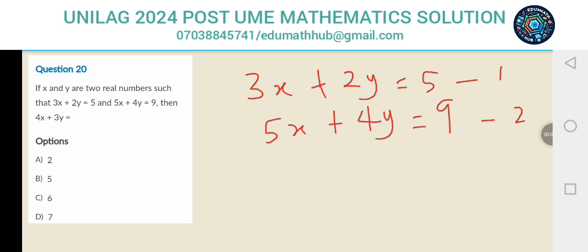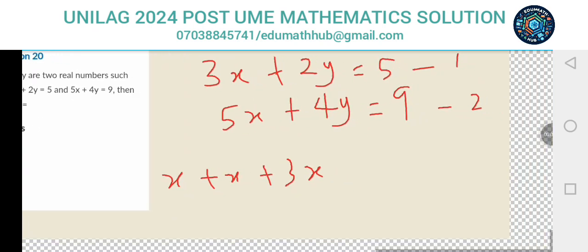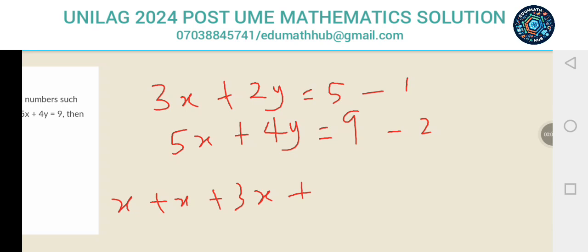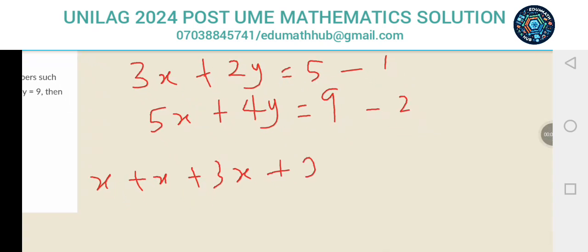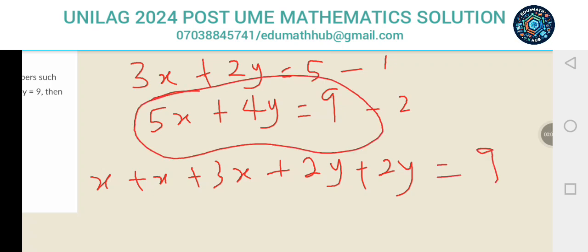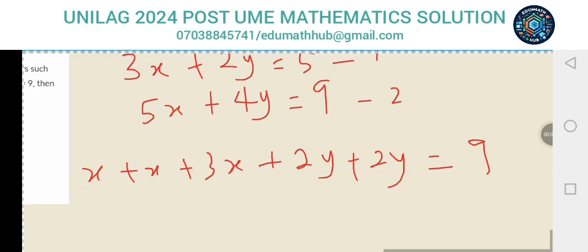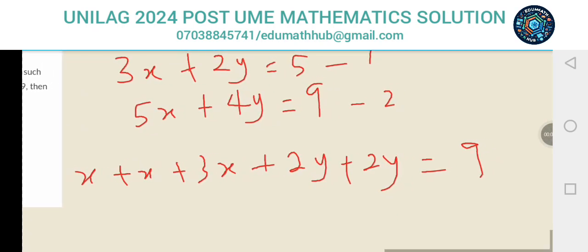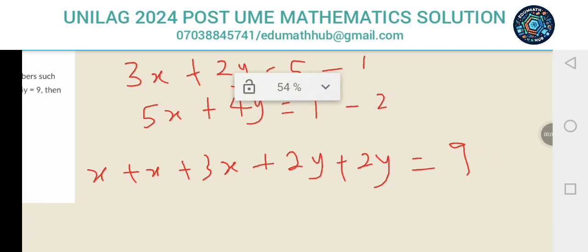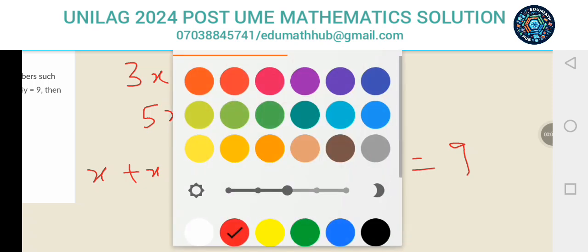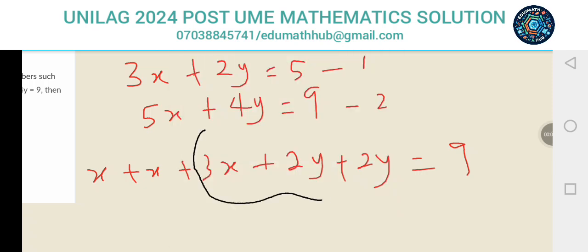So let's write 5x in another way. 5x is the same as writing x plus 3x. Then 4y is the same as writing 2y plus 2y. Then I'm going to write 9 here because I just broke this down. So this is the same thing as equation 2. Now to make it easier for you, 3x plus 2y is here already. You can see it here, which is the same thing as this equation.